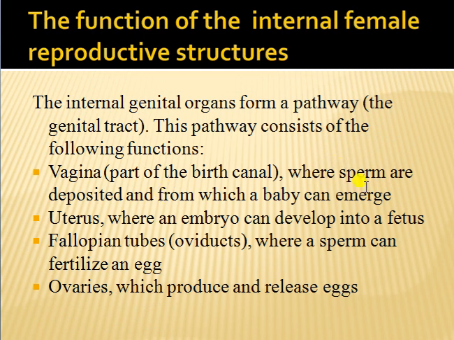So the vagina is where sperm are deposited and from which a baby can emerge. The vagina is elastic and cylindrical in nature, and it is made of smooth muscle.